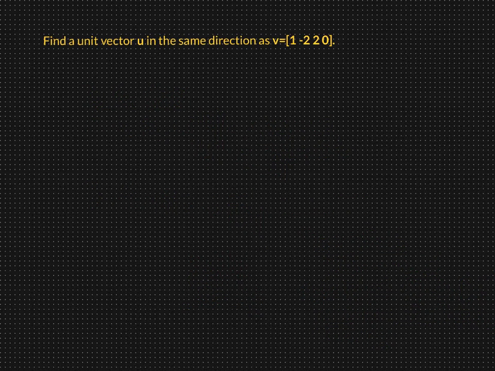Our problem here is to find a unit vector in the same direction as the given vector v. There's a couple things we need to know first. First, the length of a vector. It is notated by 2 bars on either side, and basically the length of a vector is the distance that it falls from the origin.